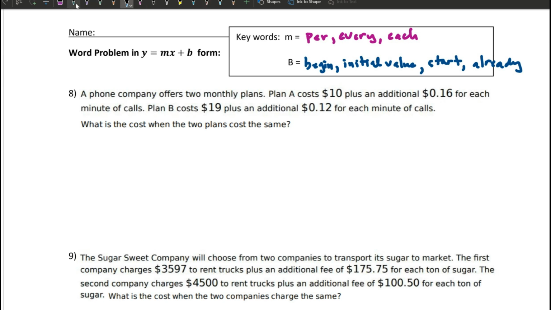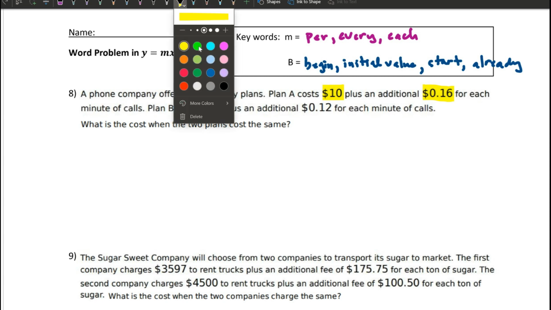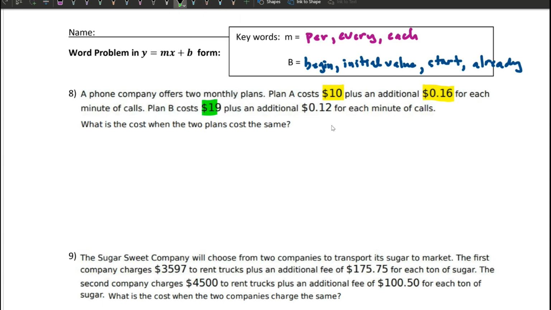Alright, problem 8. A phone company offered 2 monthly plans. Plan A costs $10 plus additional 0.16 for each minute of call. Plan B costs $19 plus additional 0.12 for each minute of call. So we see the keyword here is each. Each, every, per. That will tell you this is the slope.